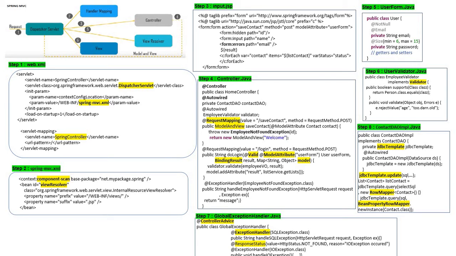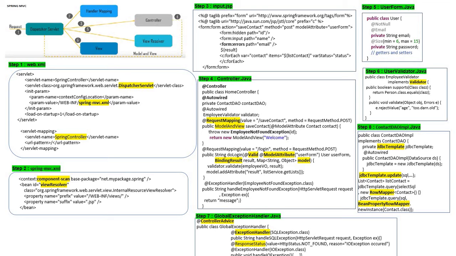We have seen what different configurations we need to do to handle a request, to make sure the request reaches the respective controllers, and how to validate a form bean, or how to do any validation in the controller, how to handle the validation result, and also how to take care of exceptions, right? So in this session, we can see how to connect to any database using the Spring framework.